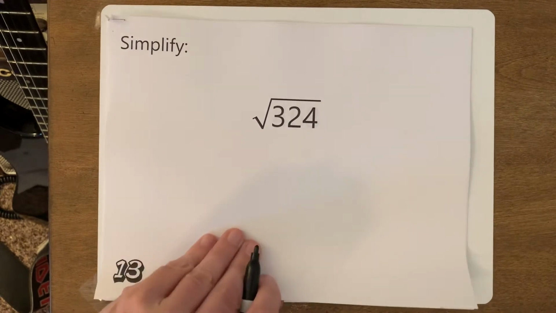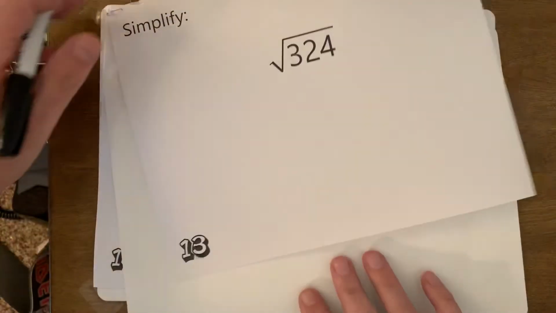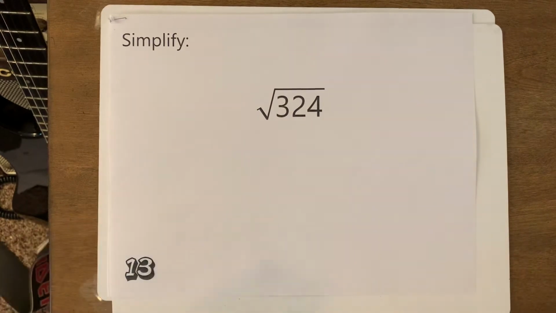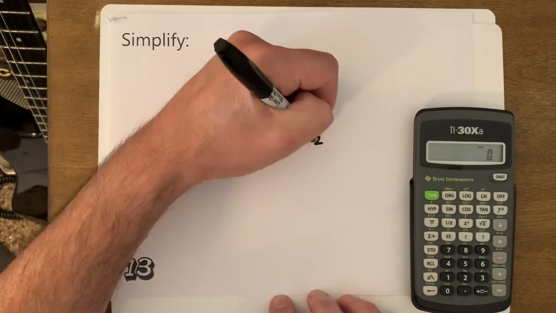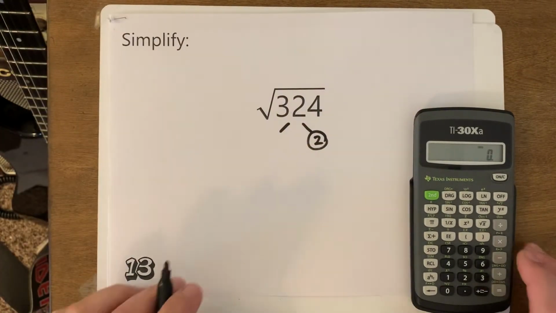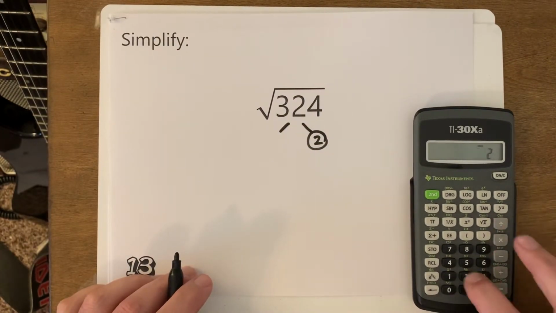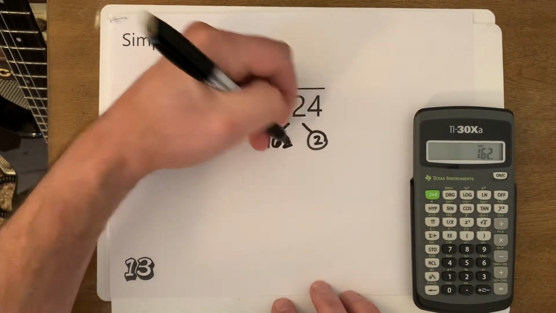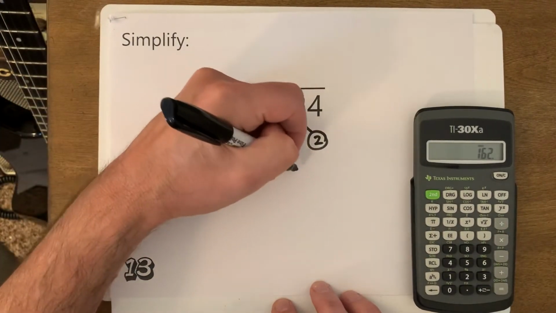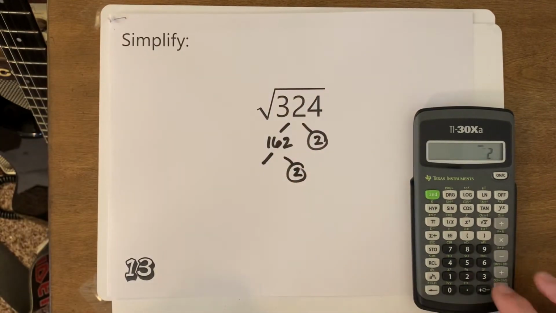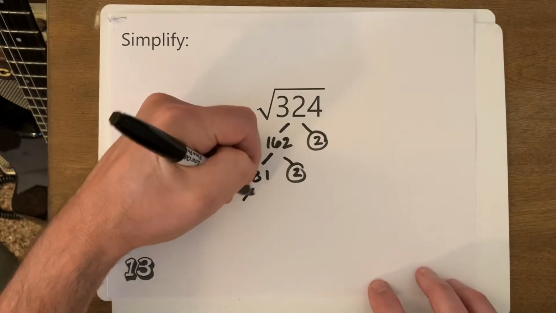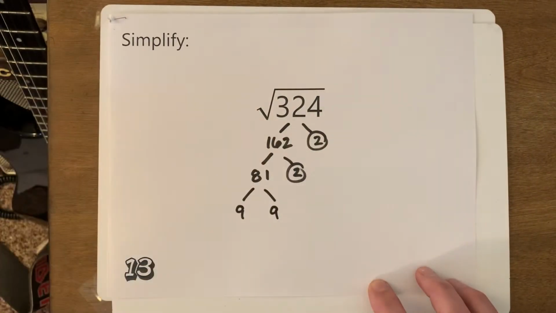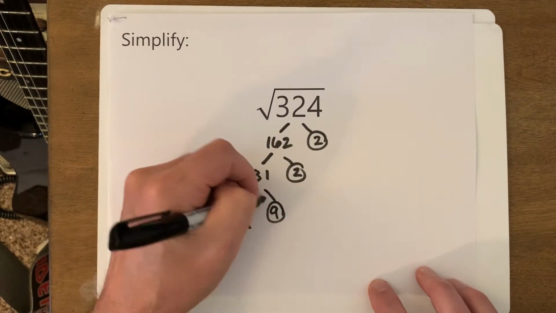Done. Okay, 324. Try that one. So 324. Let's go by 2 again, because that's the safe way to go. 324 divided by 2 is 162. Again, even. Let's try it again. Nothing wrong with that. 81. And now I've hit a perfect square. 81 is 9 times 9. I can stop there, circle them, and now I'm on my way. The 9s come out as a single 9.